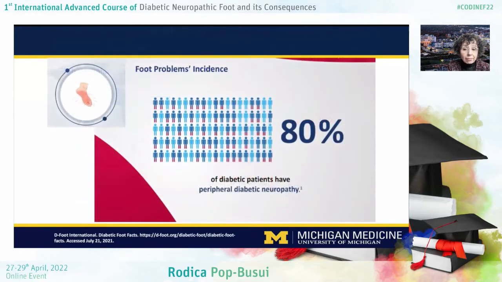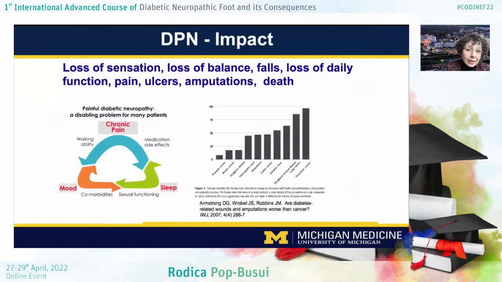As has also been alluded to, foot problems are huge, as 80% of people who develop these devastating foot complications have neuropathy. And then, of course, the consequences are pretty important, from loss of sensation, balance, falls, daily function, pain, ulcers, amputation, and death, knowing that peripheral neuropathy and amputation carry a very high risk of death.